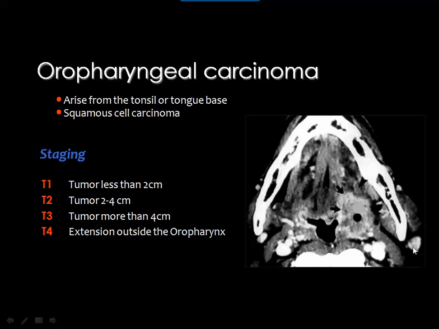Then according to the size of the lesion, we have this very simple staging. The T1 tumor is the tumor less than 2 centimeters in size. From 2 centimeters to 4, this is T2. More than 4 centimeters, this is T3. Extension outside the oropharynx is stage 4.